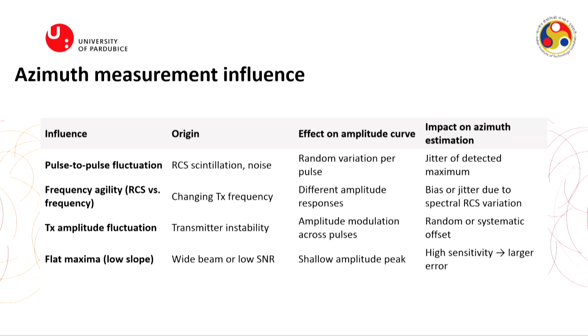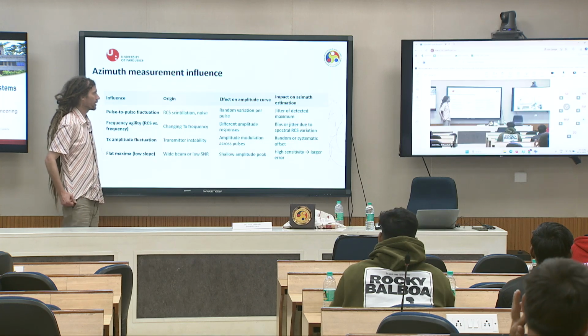I think that I will continue. And there is just a list of influences on azimuth measurement, everything that could cause me problems in azimuth measurement. It is pulse to pulse fluctuation. What does that mean?